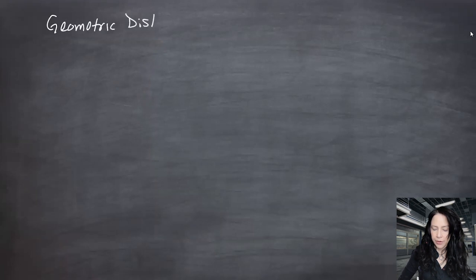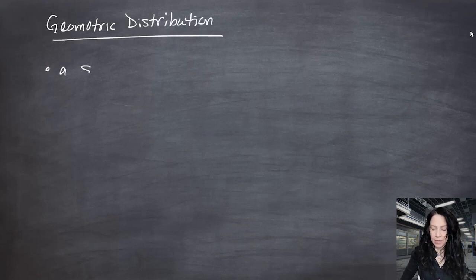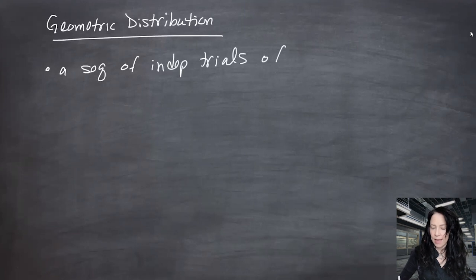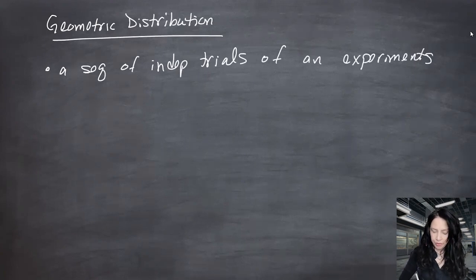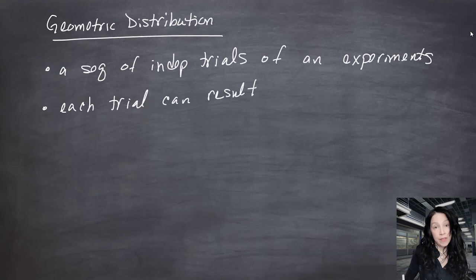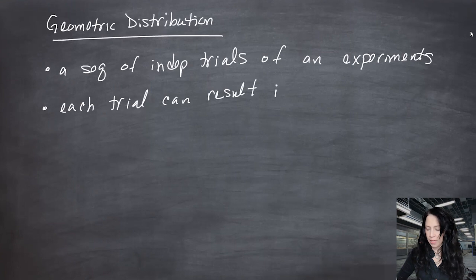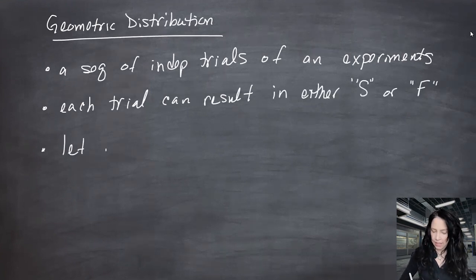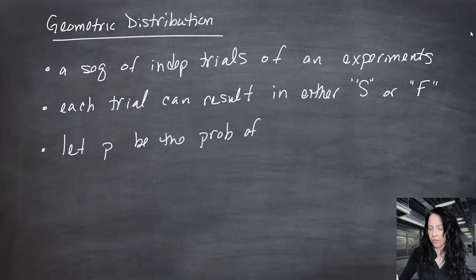This is one of the well-known named discrete distributions in probability. And the scenario is we have a sequence of independent trials of some experiment. Each trial can result in one of two possible outcomes, and we usually call them success or failure. We assume that the probability of success remains the same from trial to trial, and we call that probability P. We're going to let this little lowercase p be the probability of success on any one trial.